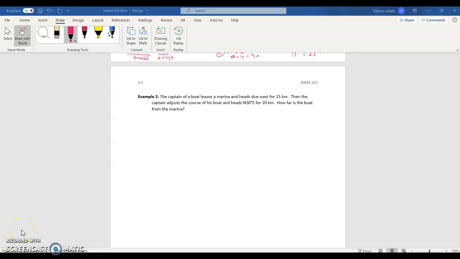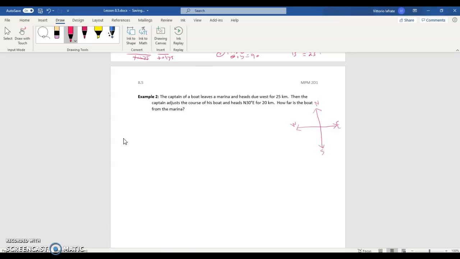This is 8.5 part 2. We're going to do example 2 now. So we have another situation where there's some directions happening. So again, let's just draw our little compass here to remember the direction. So we have north, south at the bottom here, east, and then west over here.